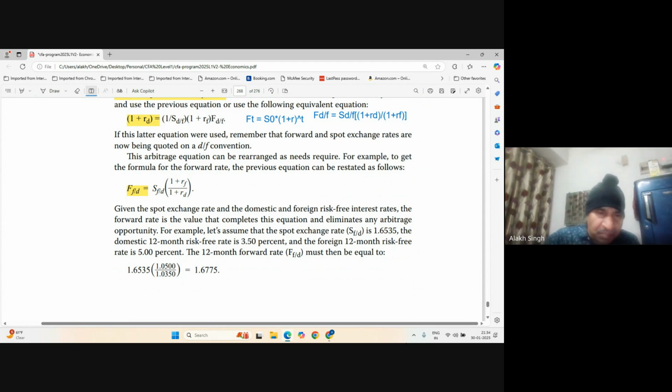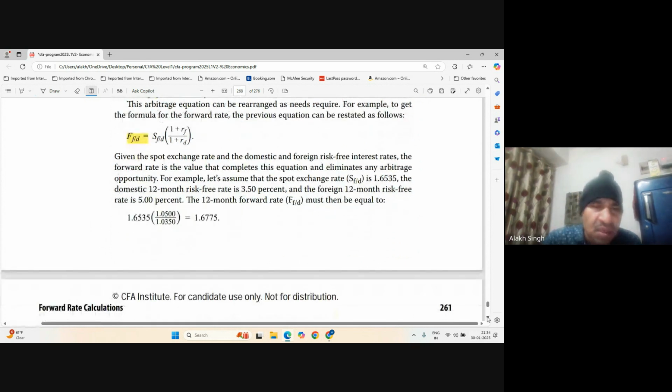Let's do this numerical example first, and then we will do the arbitrage. Okay, so given the spot exchange rate and the domestic and foreign risk-free interest rate, the forward rate is the value that completes this equation and eliminates any arbitrage opportunity.